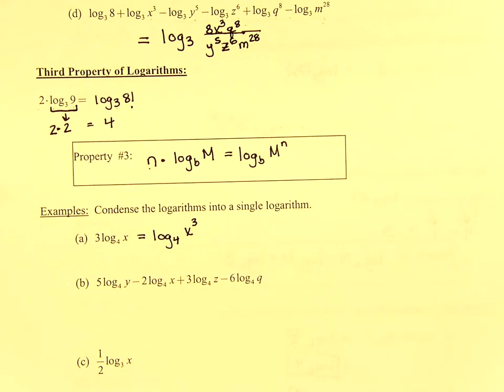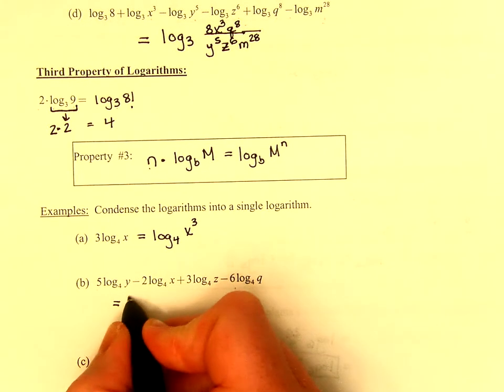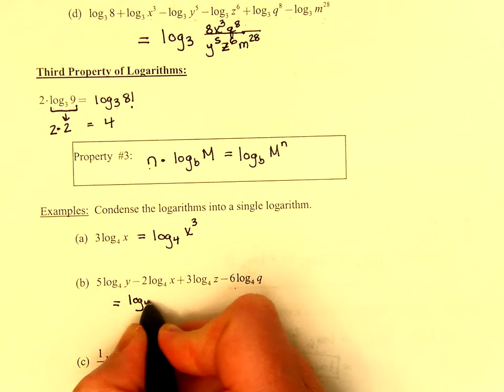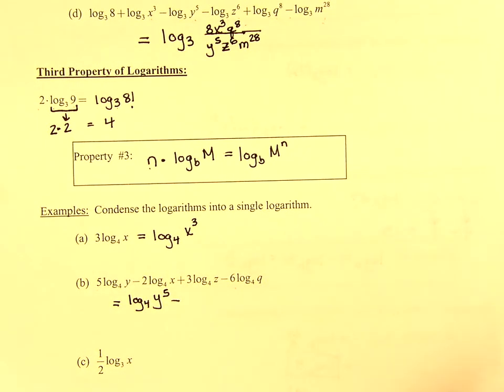Letter B, I'm going to do in 2 steps. The first thing I'm going to do is take all those numbers from out front, the 5, the 2, the 3, the 6, and turn those into powers inside my logarithm. This is going to become log base 4 of y to the 5th, minus. And let's just keep the minuses and pluses for right now. I'll deal with those in the next step.